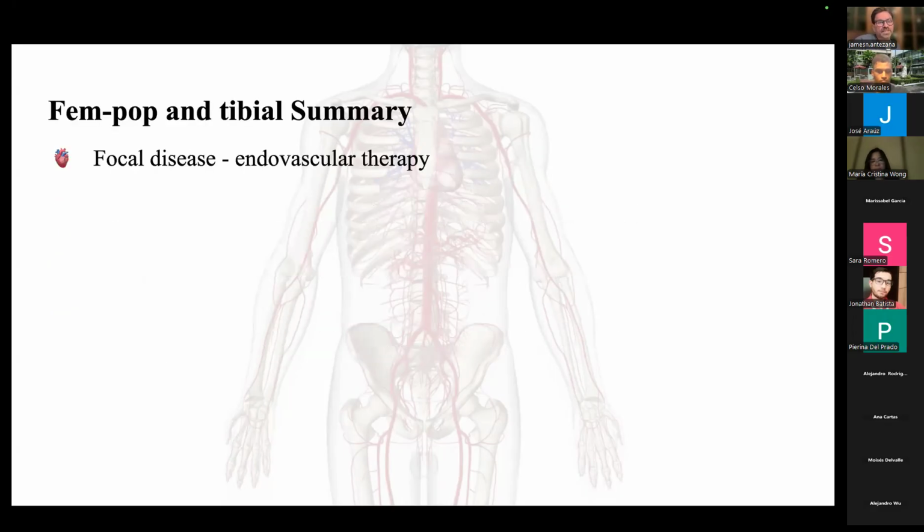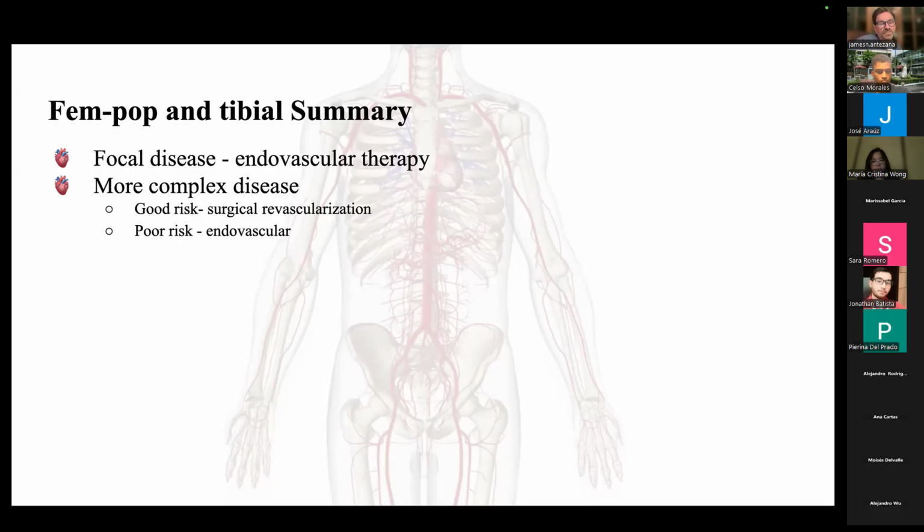Fem-pop and tibial summary, focal disease. We can do endovascular work for tibial disease and focalized femoral popliteal artery disease. More complex disease, if it's a good risk patient, they're young, they can tolerate it, maybe a bypass will last them a lot longer. If they are patients that you put under general anesthetic care and they go into a cardiac condition that can take their lives, you're not going to do an open surgery, just put them in for endovascular. It's minimally invasive. It serves as a diagnostic tool as well as a possible resolution for their condition.